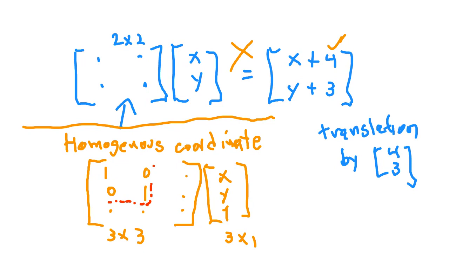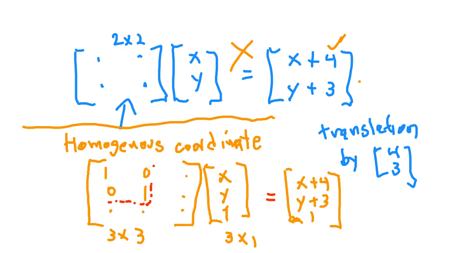Where would the 4 go? So what's going to happen is we're going to multiply, and we're going to get x plus 4, y plus 3, and 1. So the 1 in the last entry there is just kind of like a placeholder.